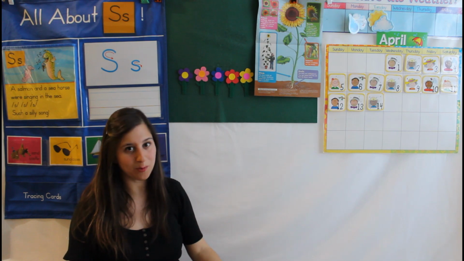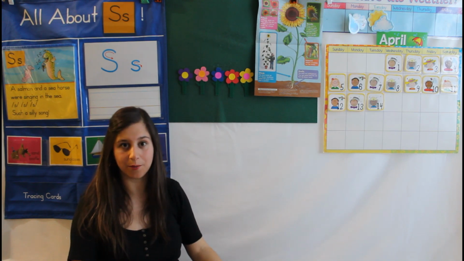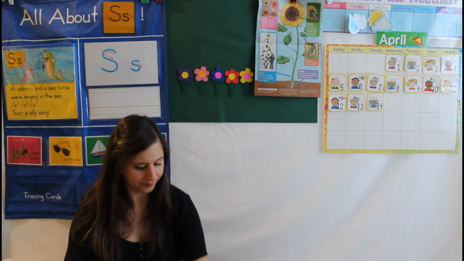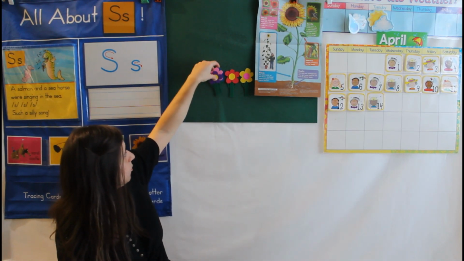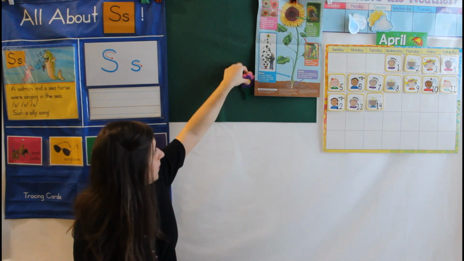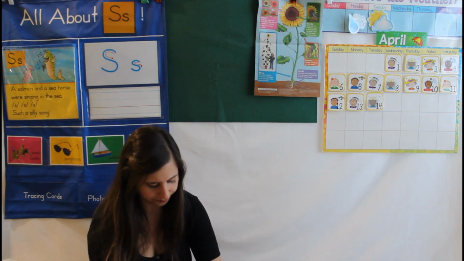The flowers are happy when the sun comes out because the sun helps them to make food. Let's sing our rainbow flowers one more time, and then we'll look at some different plants that can be different rainbow colors.